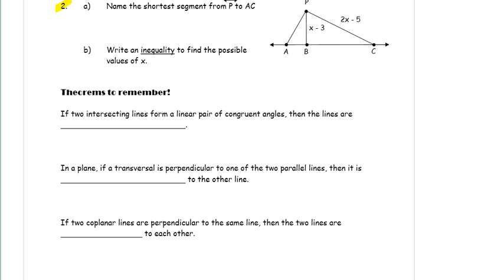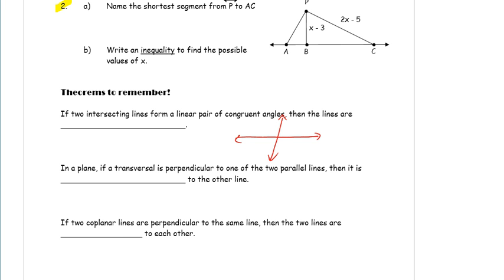A couple theorems to remember. We've already talked about them. I can draw you a picture so you can remember what it looks like. If two intersecting lines form a linear pair of congruent angles, then the lines are perpendicular. So let's see what this looks like. So if two intersecting lines form a linear pair of congruent angles.